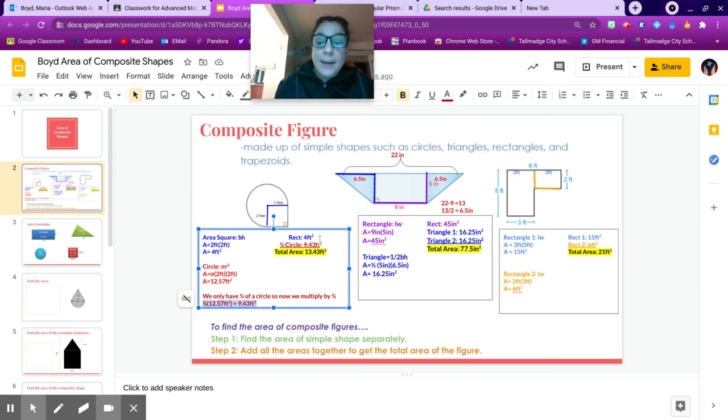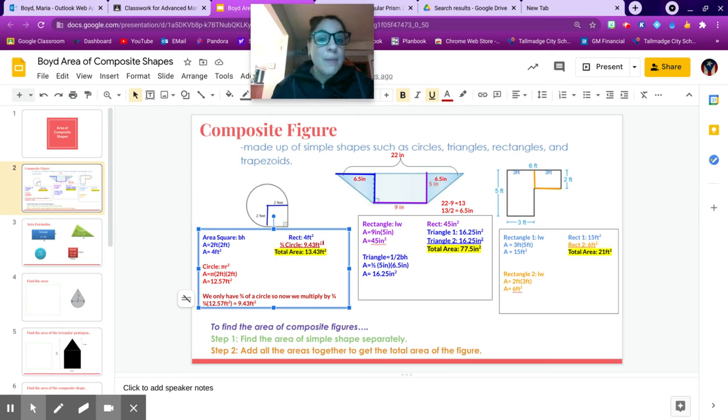So now up here at the top, I took the area of the square, 4 feet squared, plus the area of the 3/4 circle, and I got 9.43 feet squared. And I added those together, and I got 13.43 feet squared.